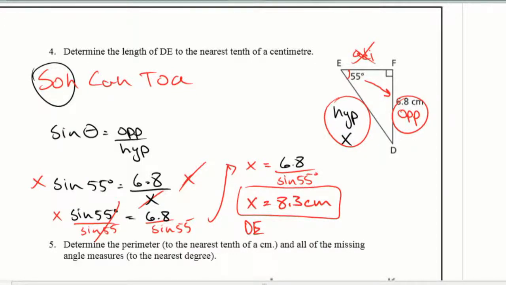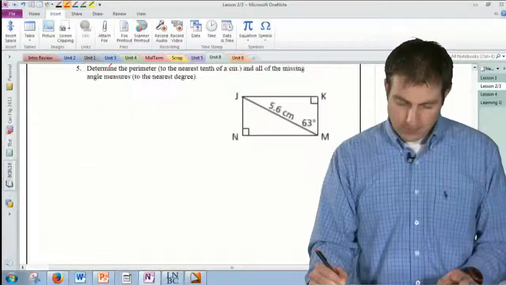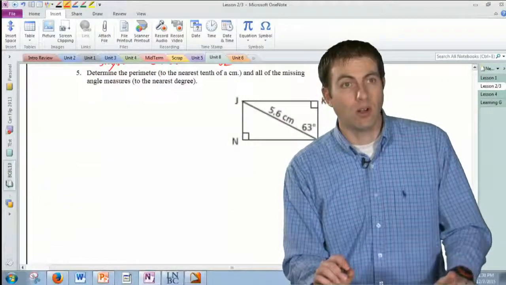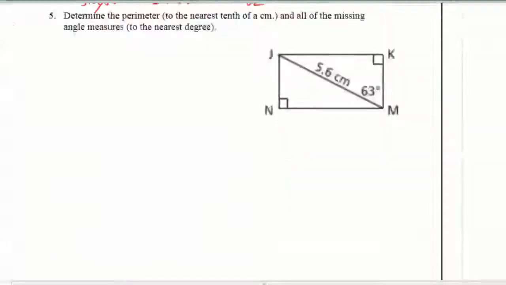All right, one more question. Determine the perimeter to the nearest tenth of a centimeter. Find all missing angle measures to the nearest degree. Okay, so basically we have two triangles here that are joined with a common side down the middle. We have the triangle up top here, and then the triangle down the bottom here.